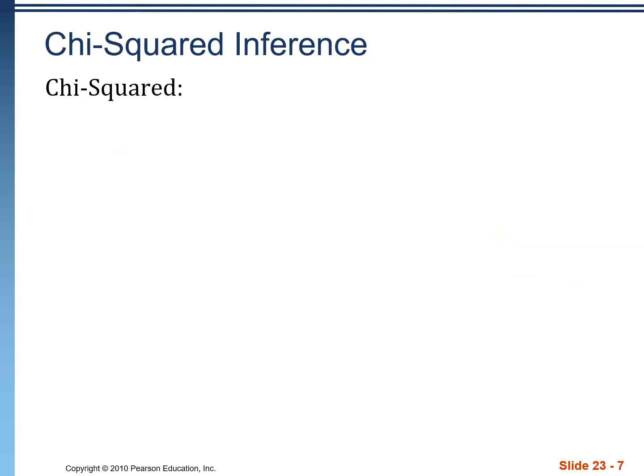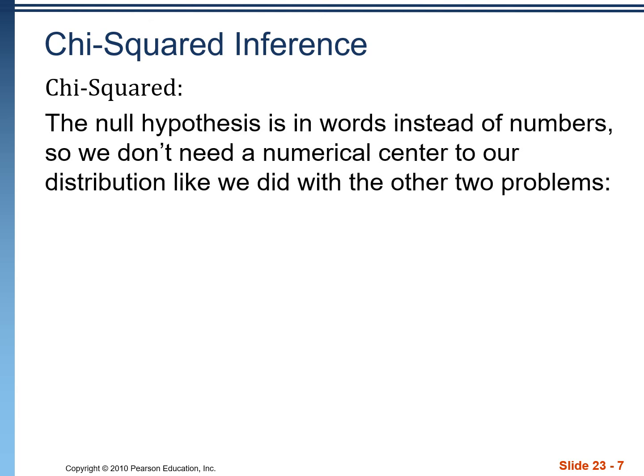The last type are chi-squared problems. Remember when we write our hypotheses for chi-square problems, they're always written down as words. We don't have p equals something or mu equals something. We don't have to center our distribution around some value like we do with proportion problems and mean problems. Like in the coin problem where our null hypothesis was 0.5, 0.5 would go in the middle of our curve.